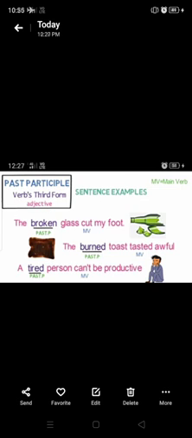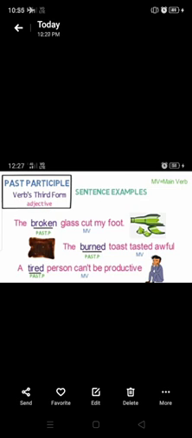Let's see the third example. A tired person can't be productive. So what kind of person? A tired person. Here also we have two verbs, tired and can't. Can't is acting like the main verb, but tired, even though it's a verb, is not acting like a verb, but is acting like an adjective by describing the noun person. So what person? A tired person. So here tired is your past participle.